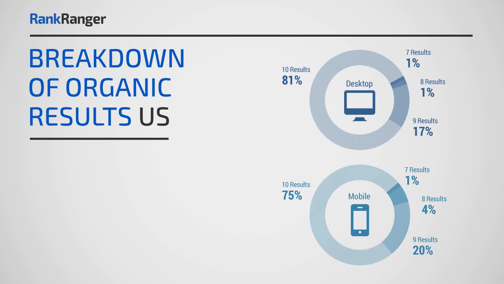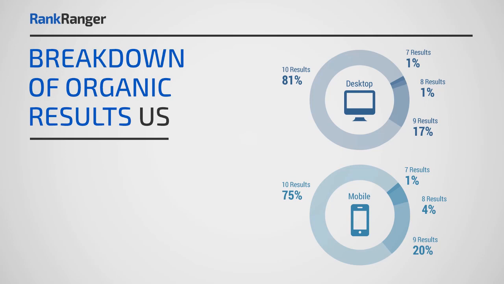What I find very interesting is that 8 results on desktop in the US are marginal. Only 1% of all page one SERPs have 8 results on desktop, whereas, actually it's a little more than 4, I just gave you the rough estimate, 4% of all page one SERPs on mobile have 8 results. There are a few more 9 result pages on mobile than on desktop, but overall, the way the US gets to that 9.5 average organic results per page on desktop is different than it is on mobile.